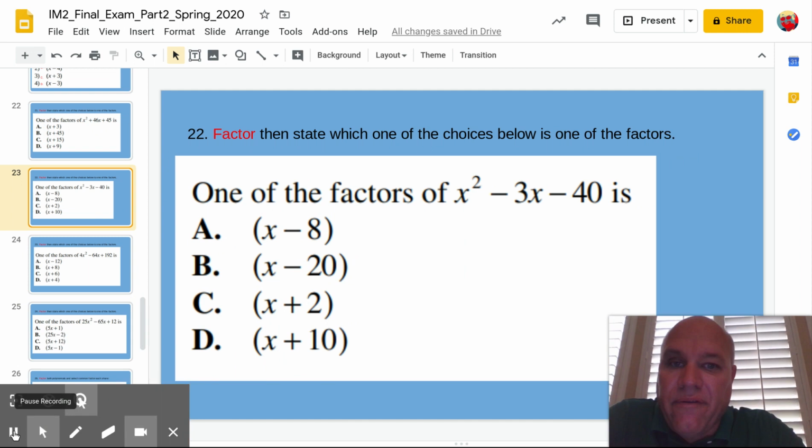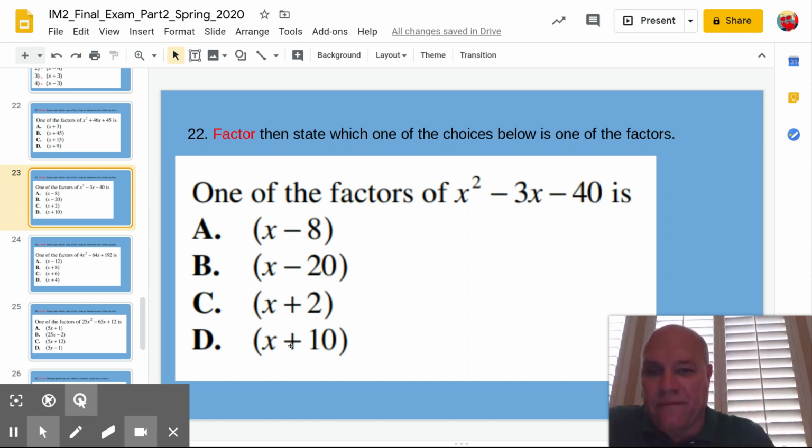Question 22, factor x squared minus 3x minus 40. After you factor it, one of these should be one of the factors of the two that you have.